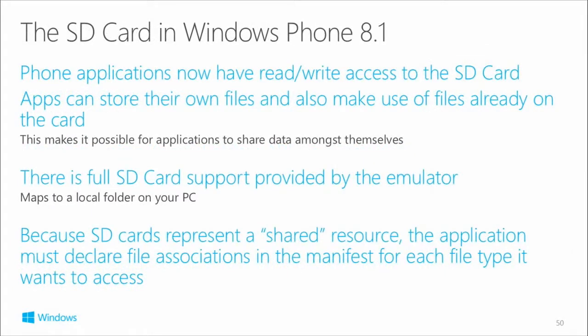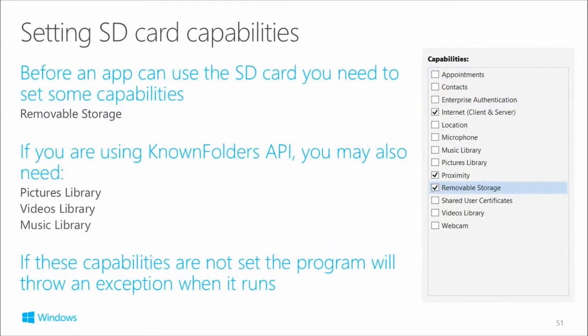Because it represents a shared resource, there are file associations in the manifest that we have to declare. This is what you were alluding to earlier, which is that we can write, but we can only write to file associations that we've declared we have access to. And we'll see what that looks like in just a second.